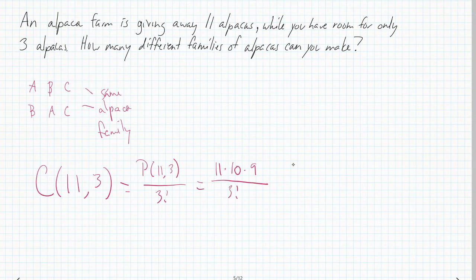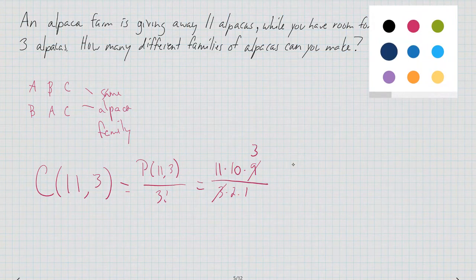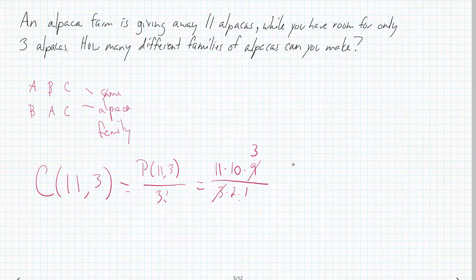And then 3 factorial, let me rewrite that another way, 3 times 2 times 1. So notice the 3 goes into the 9, and that leaves us with 3 up top. Okay. The next common factor that we can look at is 10 and 2, right? So 2 goes into 10 evenly, and that leaves us with a 5. So this is essentially 11 times 5 times 3, or 11 times 15, which should be 165, I believe. Oh, and then 165, I should write alpaca families.